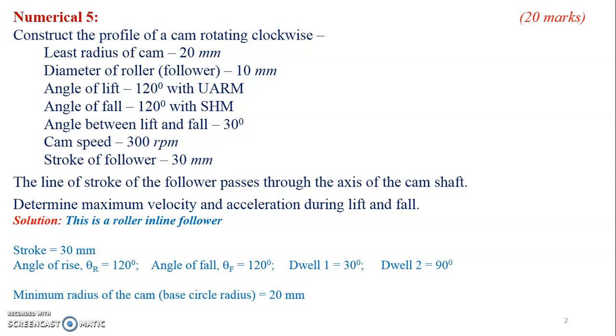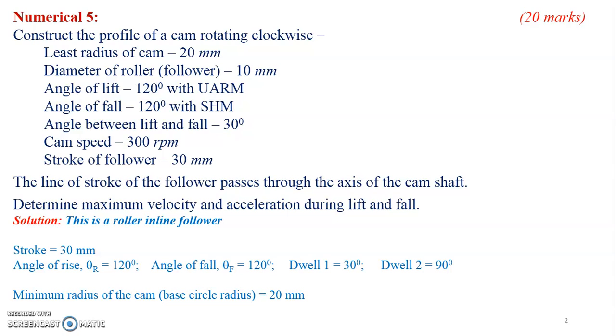They haven't given it in the question, but you can always calculate the dwell, because the sum of all 4 angles should be equal to 360. Angle of lift 120, dwell 30, and angle of fall 120 gives you 270. So 360 minus 270 gives me 90 degrees. Even though they have not given dwell 2, after the fall, we can always calculate it. In most cases they won't give you the last dwell, and the student is supposed to calculate it. The least radius of the cam is 20 mm, which is nothing but the base circle radius.